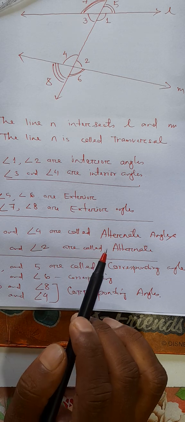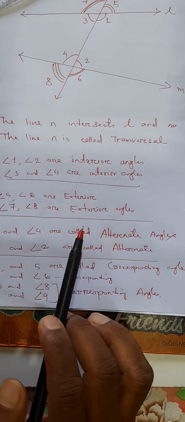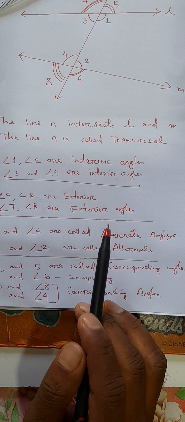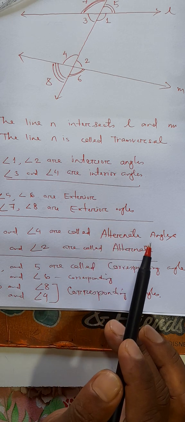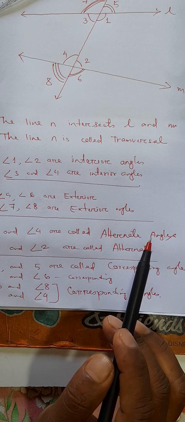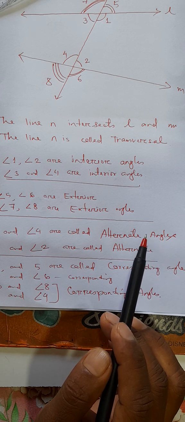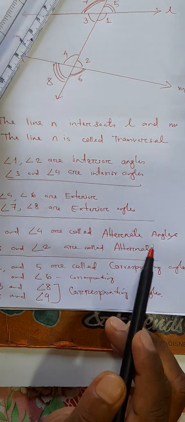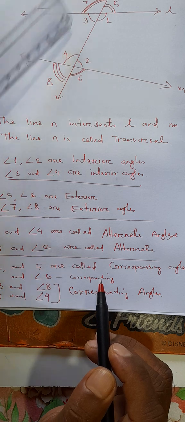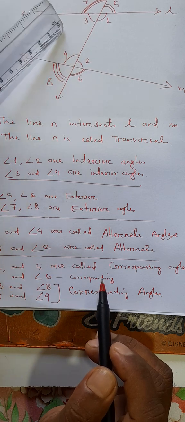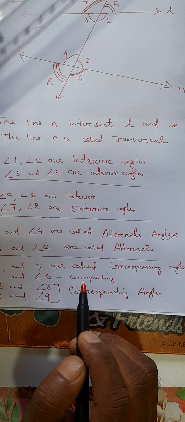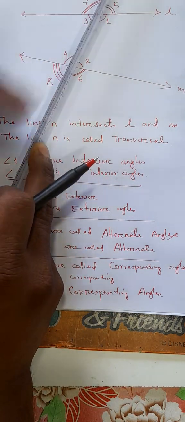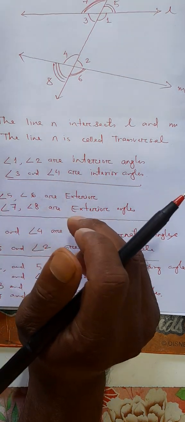So what we understood here is that alternate angles are on the opposite side of the transversal, and corresponding angles are on the same side of the transversal. So angle 7 and 4 are corresponding angles. Similarly, angle 3 and 8 are on the same side of the transversal, and they are downward, so they are called corresponding angles.